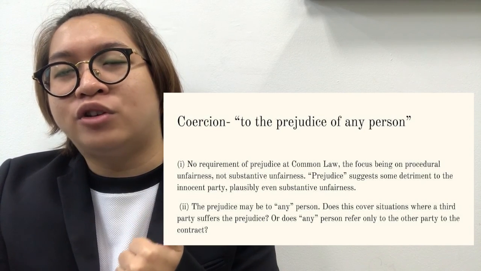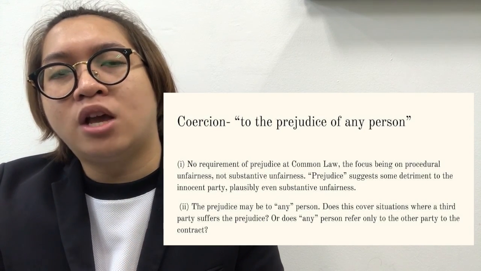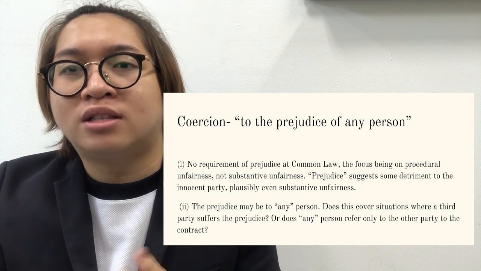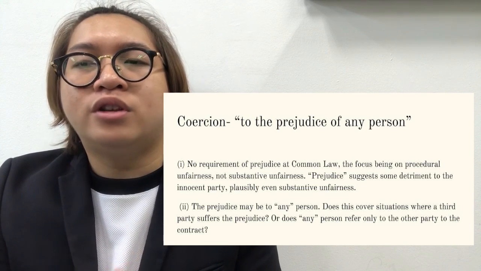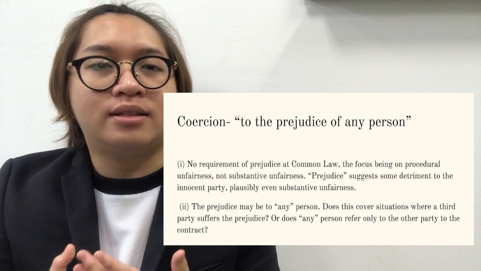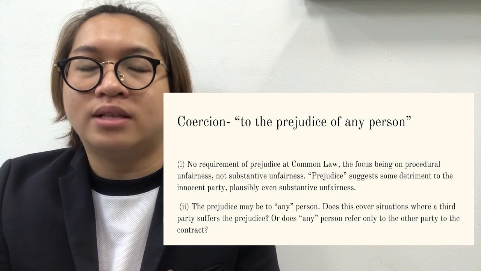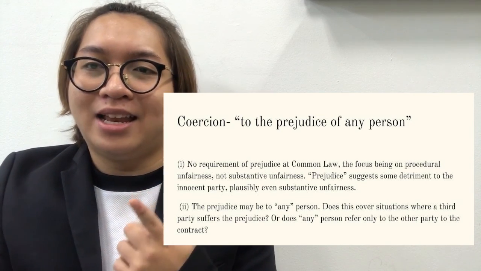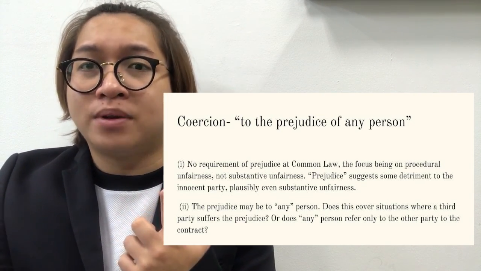There is no requirement of prejudice at common law, the focus being on procedural unfairness, not substantive unfairness. Prejudice suggests some detriment to the innocent party, plausibly even substantive unfairness. Secondly, the prejudice may be to any person, contracting or third party. Moving on to economic duress.